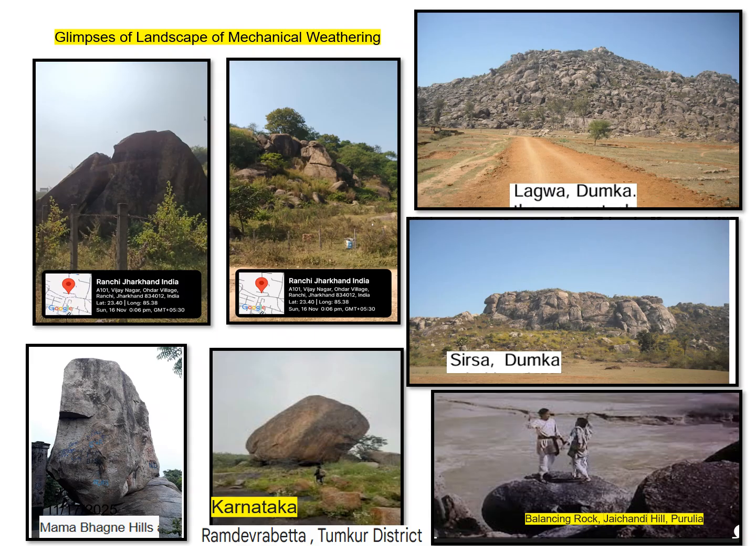Glimpses of landscapes of mechanical weathering. It's the cracking and breaking of the rock due to humidity and temperature near Ranchi. It's the exfoliation near Ranchi. It's the scree and talus near Dumka. It's an example of tors near Dumka. It's the block disintegration, Mama Bhagne Pahad. It is near the Karnataka balancing rock. It is the spherical or granular disintegration near the Joychandi hill of Purulia.